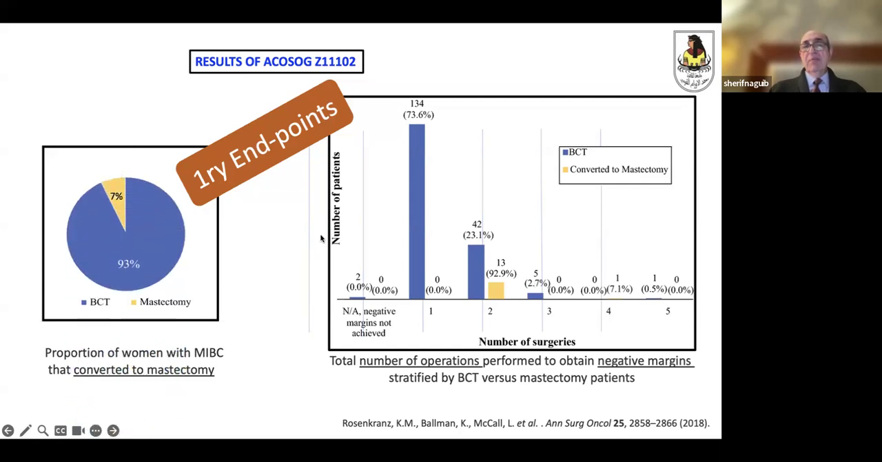Now, the amount of patients who required mastectomy to reach negative margins did not exceed 7%, while in 93% of the patients, negative margins could be achieved with only breast conserving surgery. So the primary endpoints were really encouraging for breast conservation in the treatment of multifocal, multicentric breast cancer.